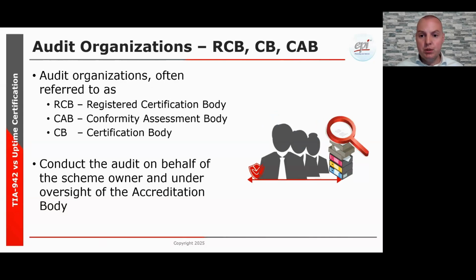So who executes these assessments? This is called a certification body. These are audit organizations that are often referred to as a registered certification body, RCB, conformity assessment body, CAB, or a CB, the certification body. They are conducting the audits on behalf of the scheme owner and under oversight of the accreditation body.